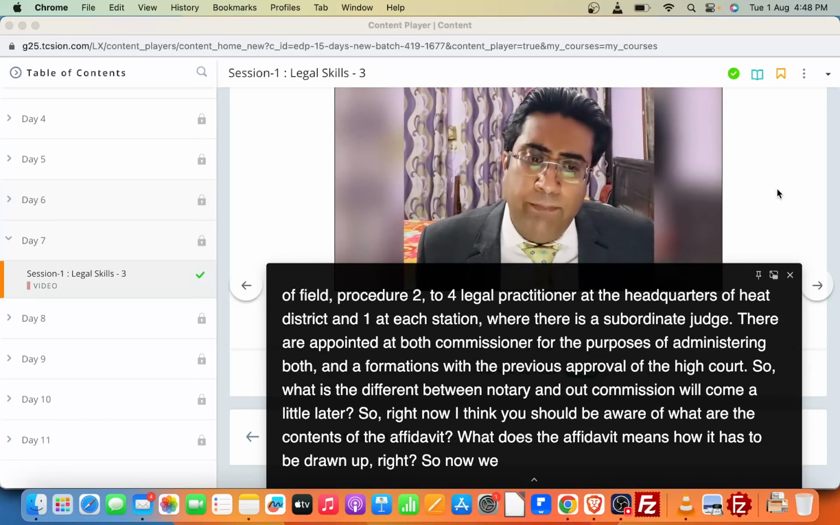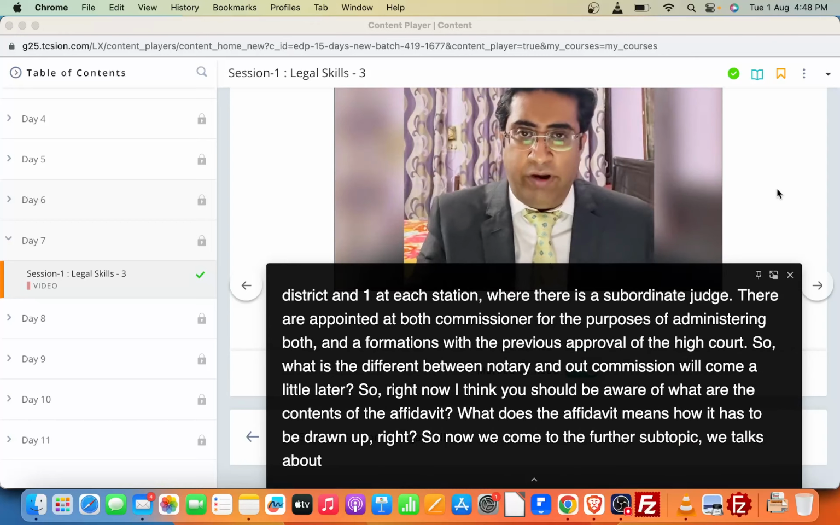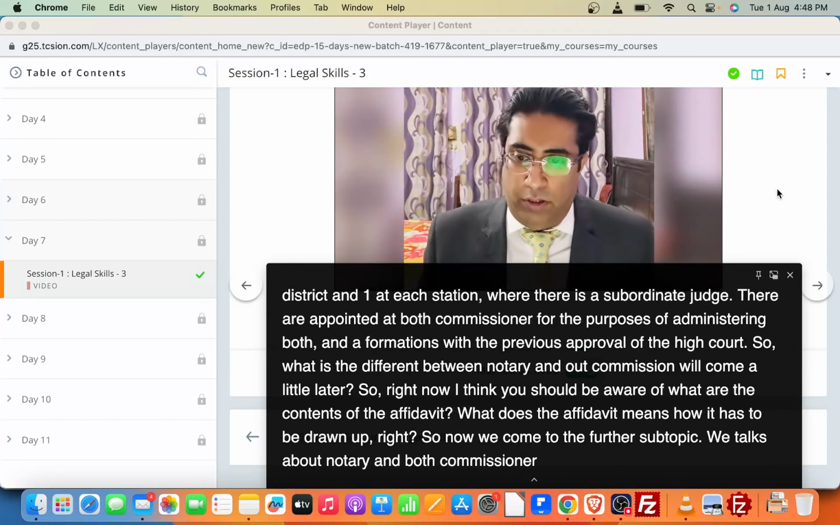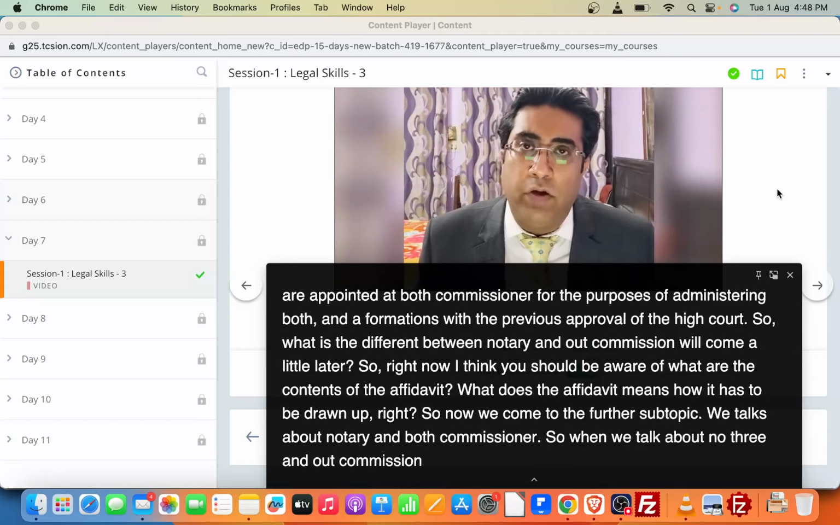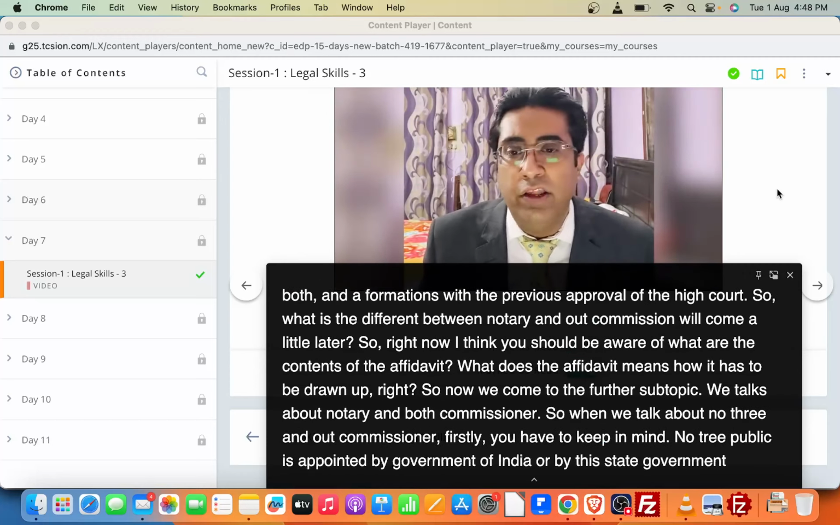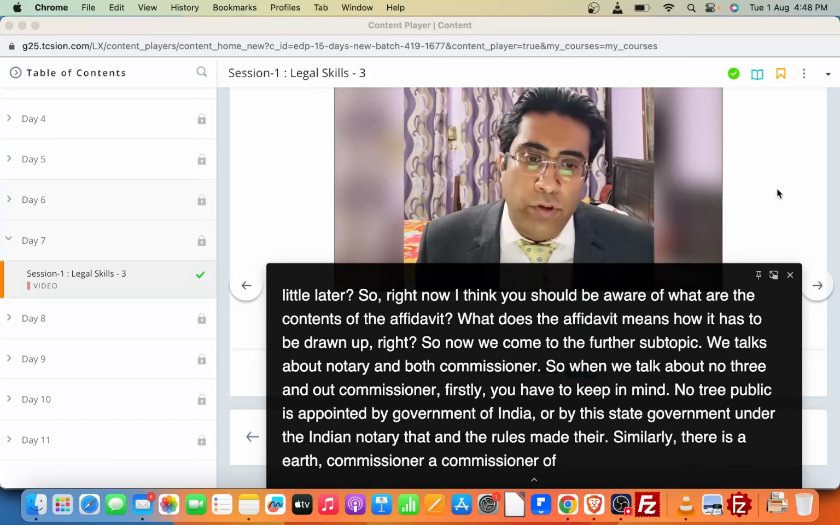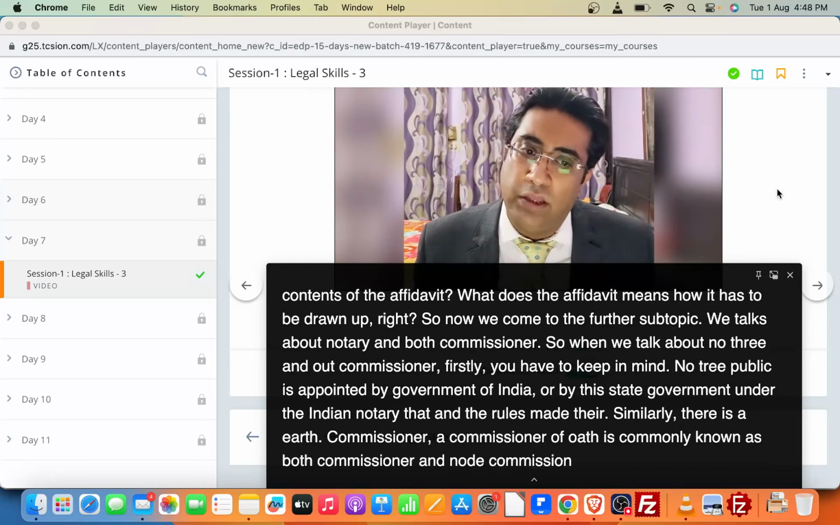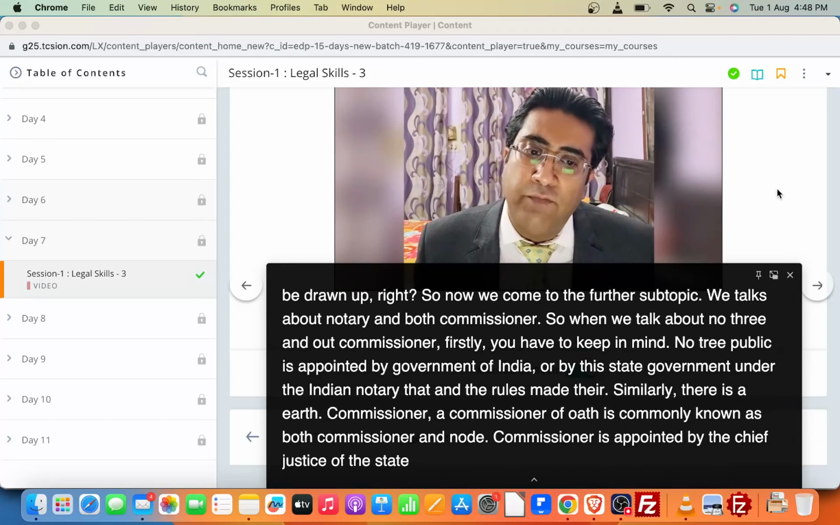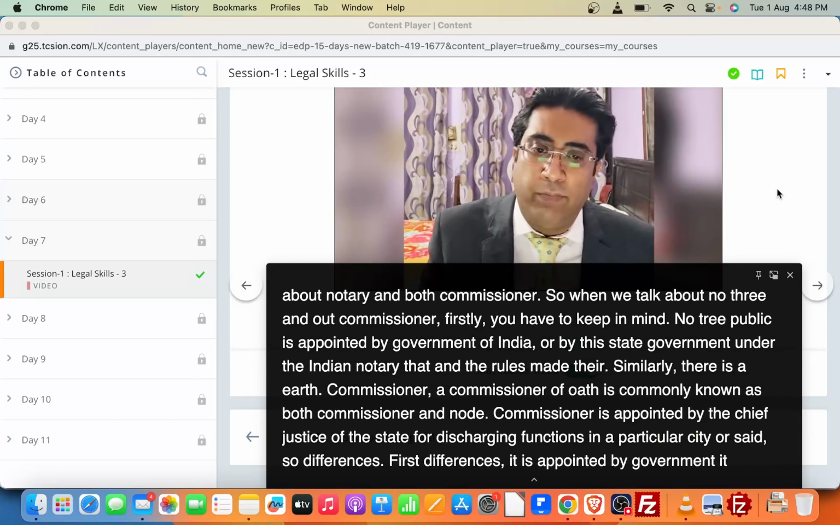So now we come to the further subtopic which talks about notary and oath commissioner. When we talk about notary and oath commissioner, firstly, you have to keep in mind, a notary public is appointed by the Government of India or by the state government under the Indian Notaries Act and the rules made thereunder. Similarly, there is an oath commissioner. A commissioner of oath is commonly known as oath commissioner. An oath commissioner is appointed by the chief justice of the state for discharging functions in a particular city or state. So the first difference is: one is appointed by government, the other is appointed by court.